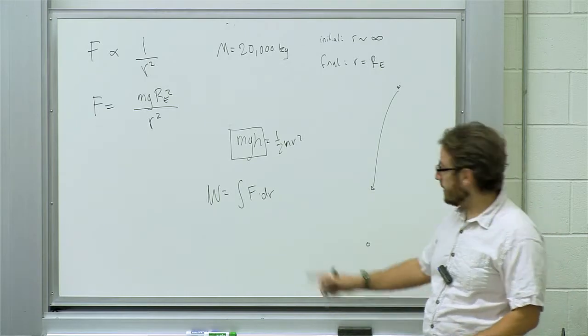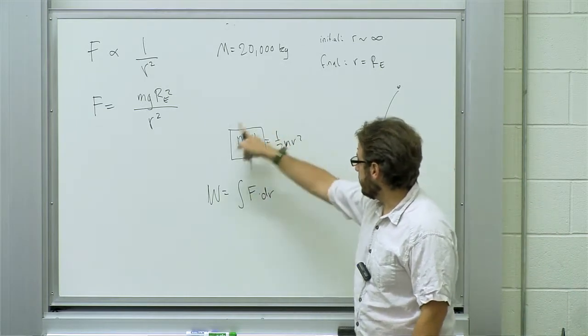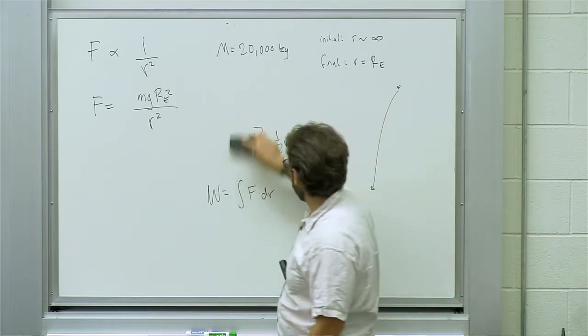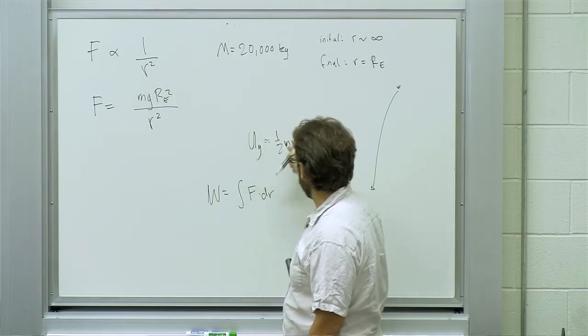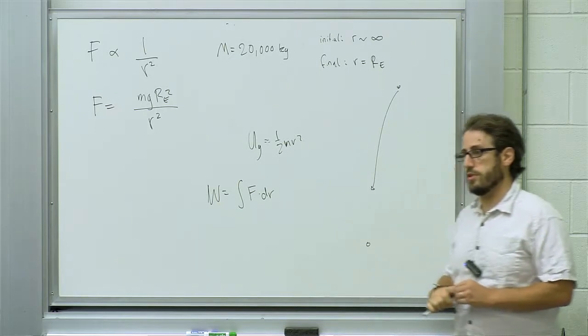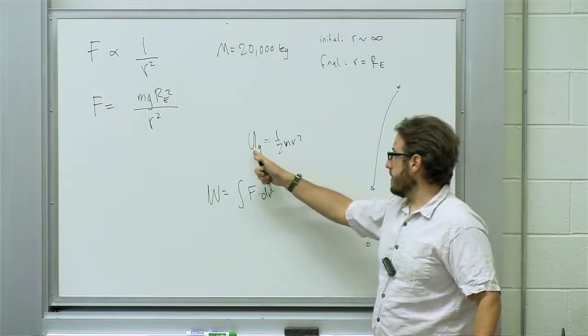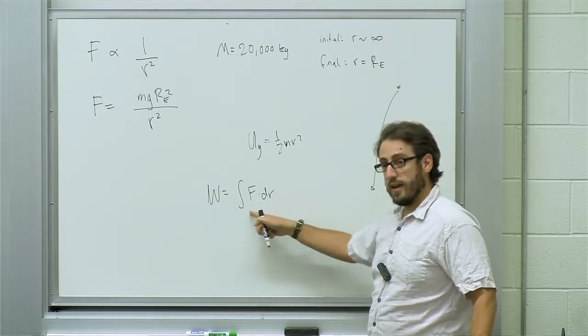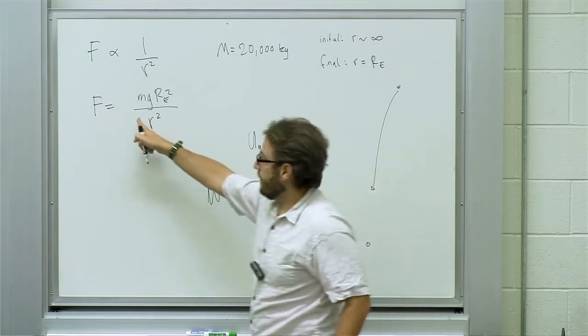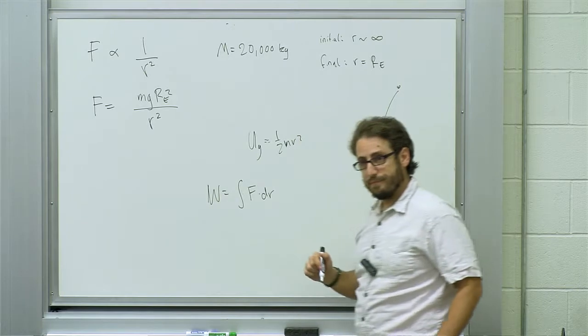So we need to calculate this. Obviously this is almost the right answer, right? We just need to know what is the gravitational potential energy, which we can convert into kinetic energy. So the question is, what is this work done by gravity, right? And so we need to do this calculation, where F is this guy.